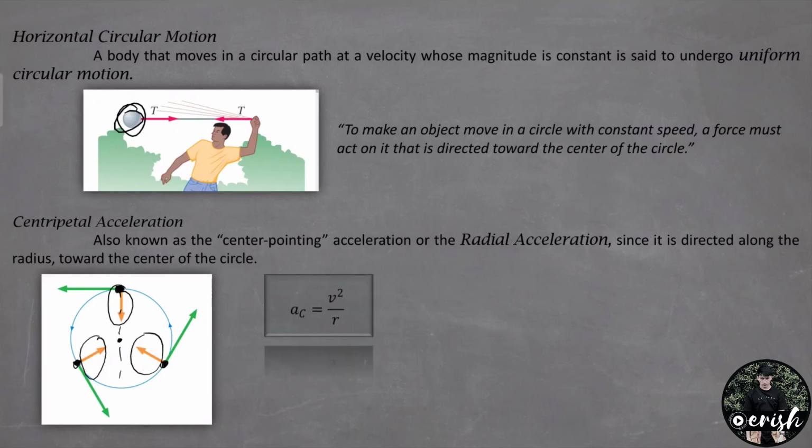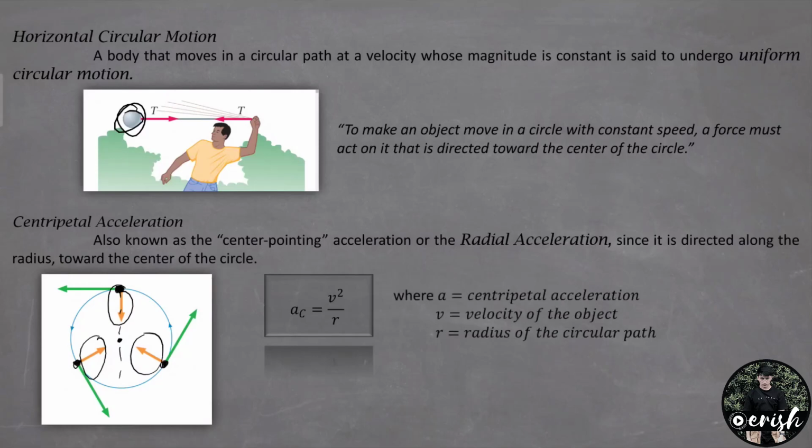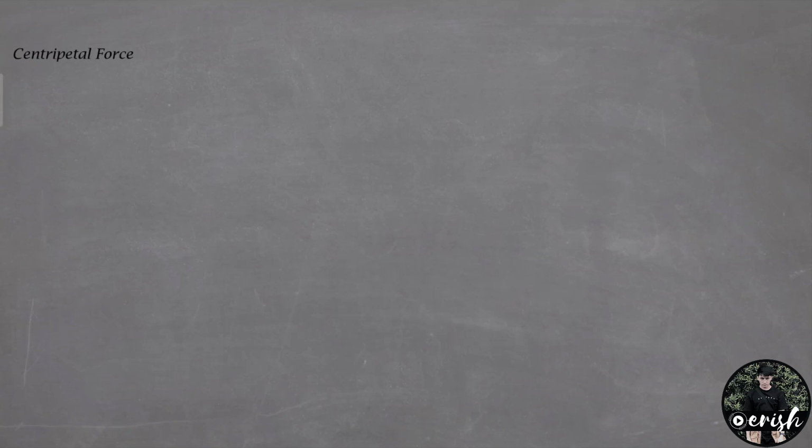So a sub c, or centripetal acceleration, is equal to v squared over r, where a is the centripetal acceleration, v is the velocity of the object, and r is the radius of the circular path. And again, because the acceleration is perpendicular to the path followed by the body, the velocity changes only in direction, not in magnitude. To provide an object a circular motion, a centripetal force must be applied.